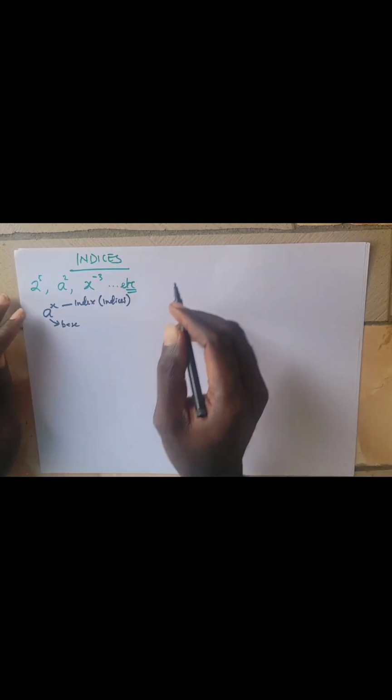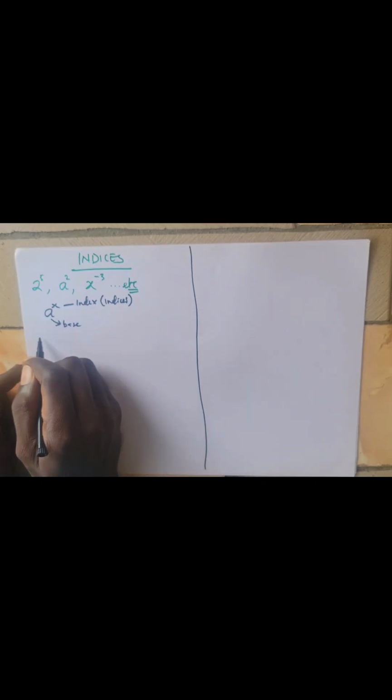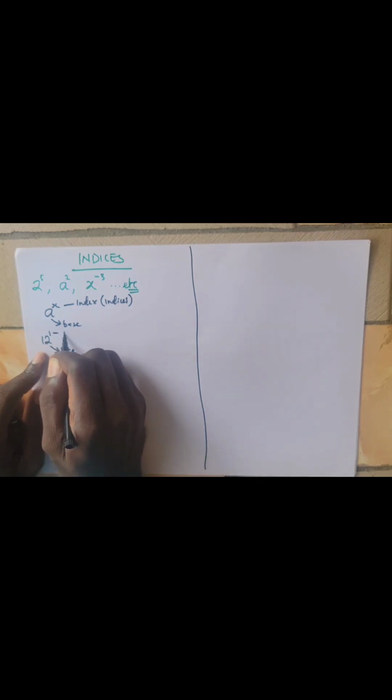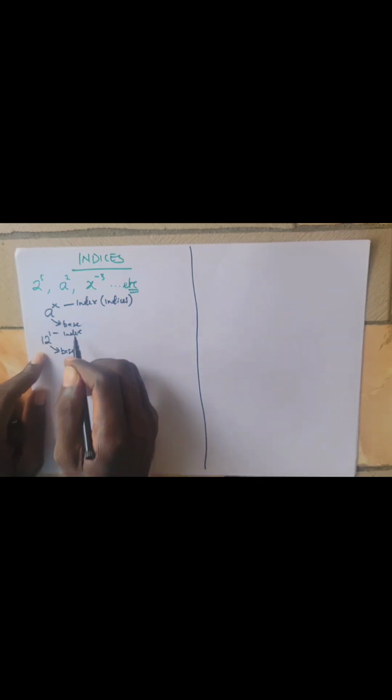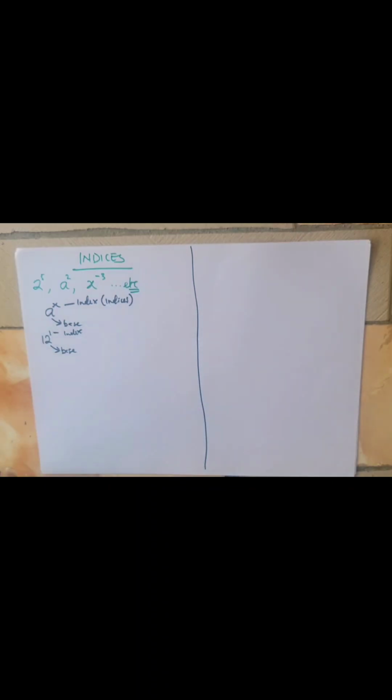So every number has these two parts, even whole numbers. For example, 12 is raised to power 1, where 12 is the base and 1 is the index. Normally when we write whole numbers, we don't put the 1 up because we know it is just 1.